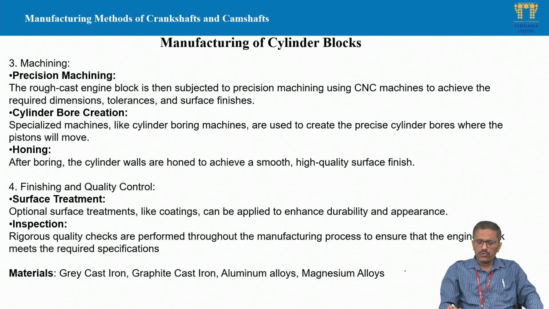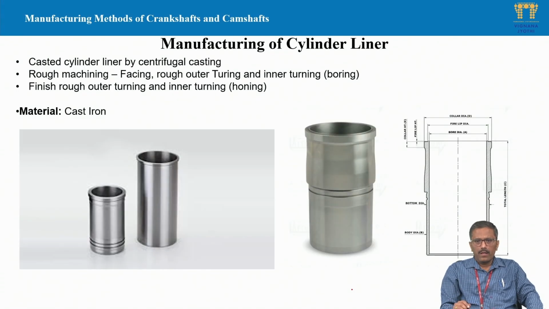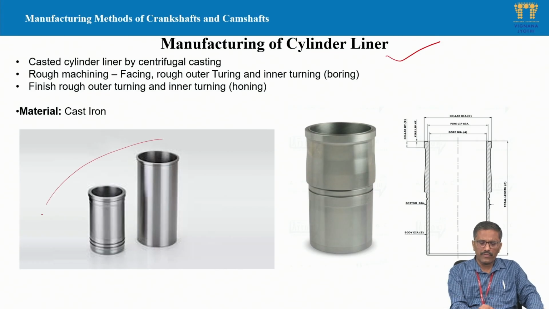The materials used for making engine blocks are grey cast iron, graphite cast iron, aluminium and magnesium alloys. After the engine block, the next important part in an IC engine is the engine cylinder or cylinder liner. These cylinder liners are manufactured with centrifugal casting process.